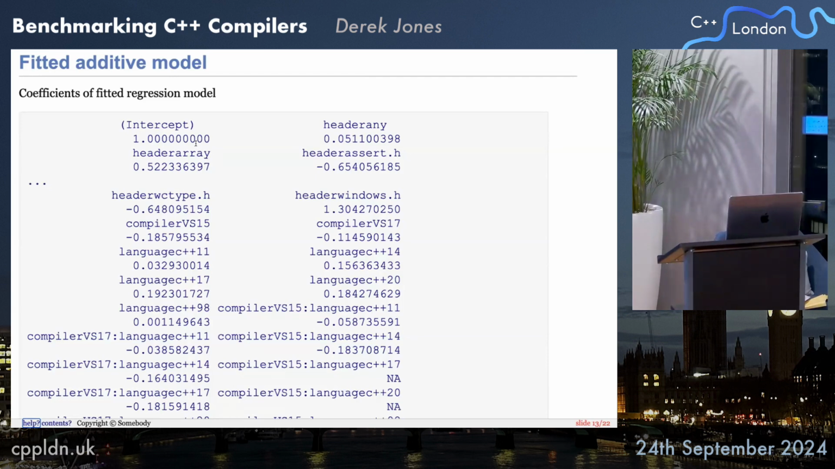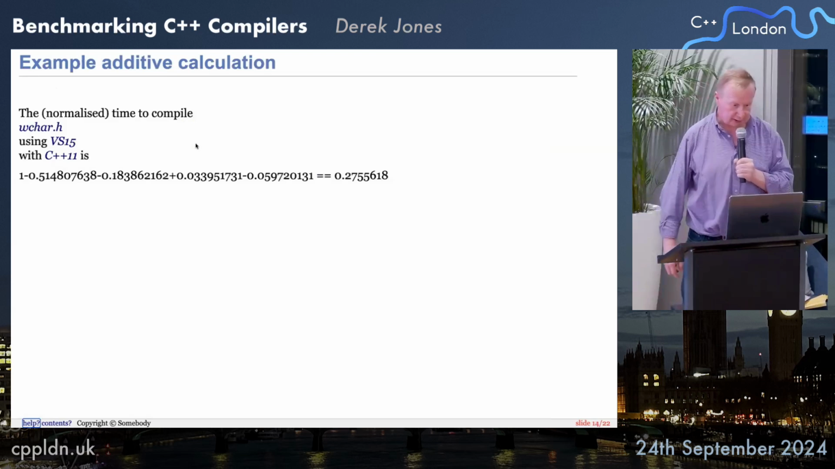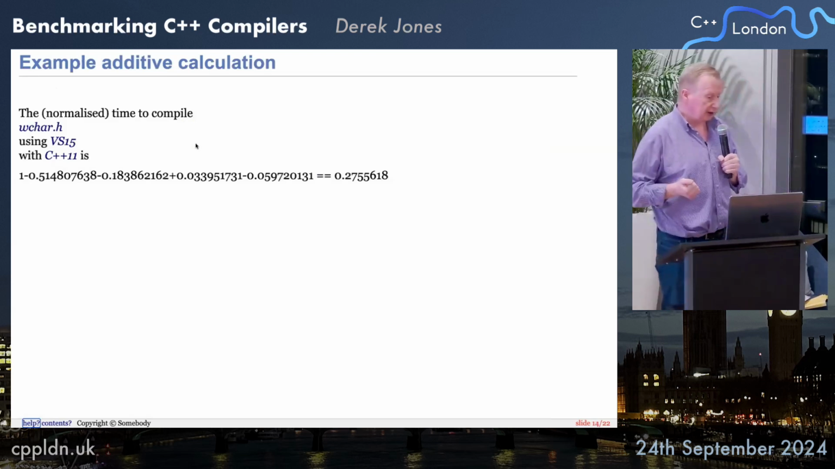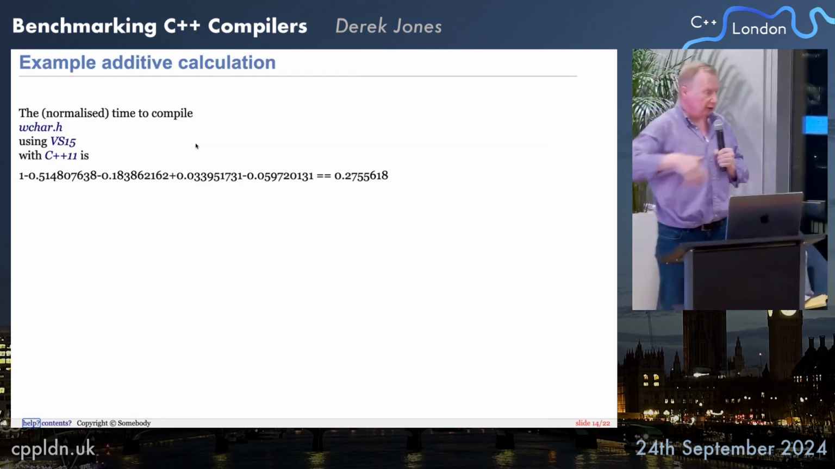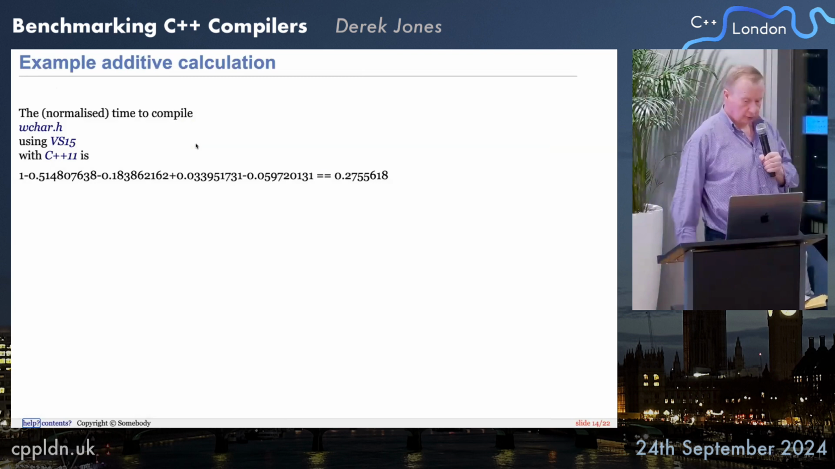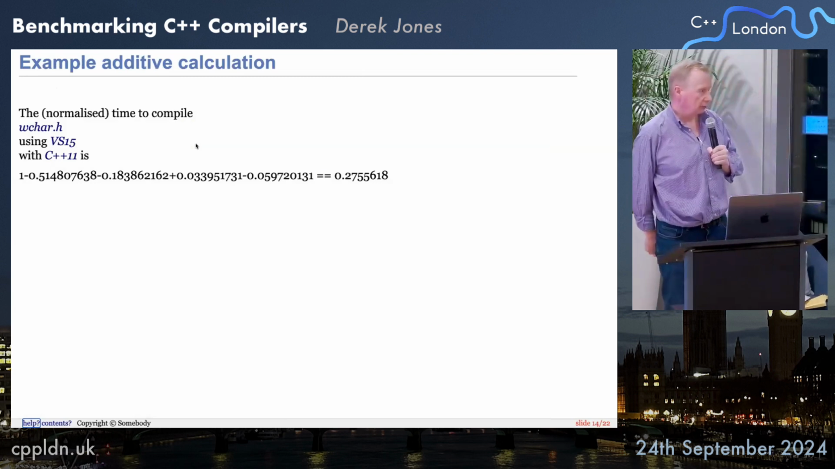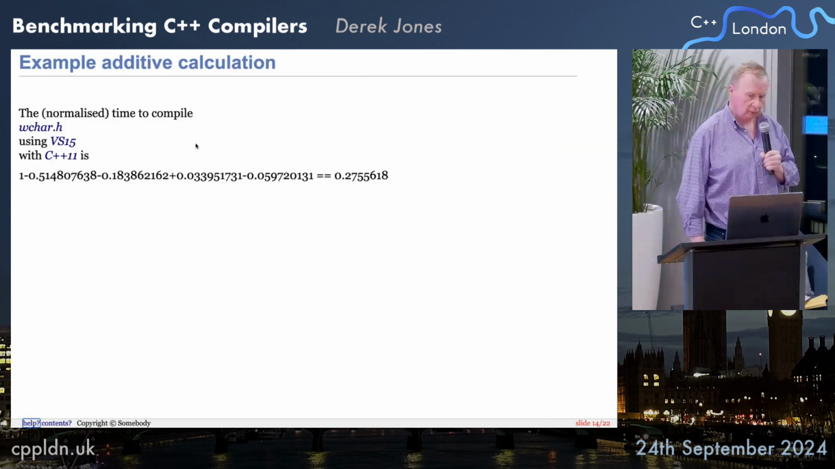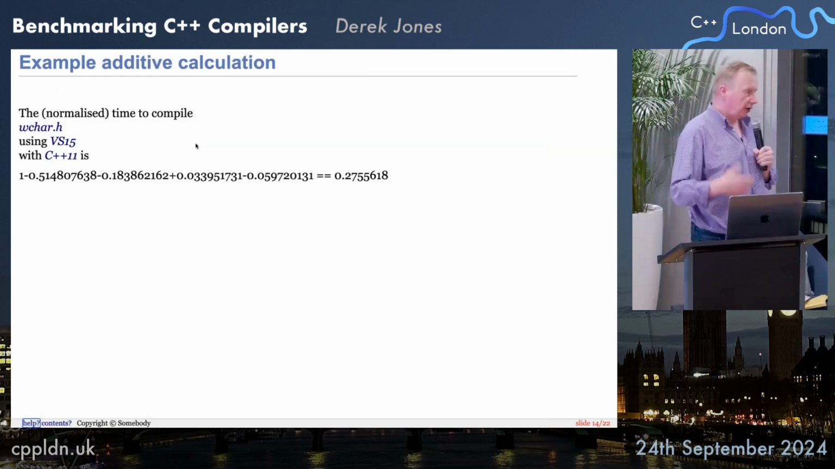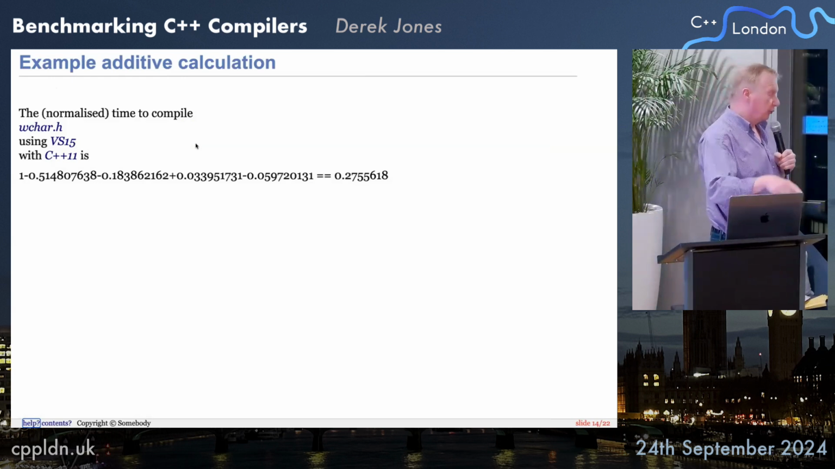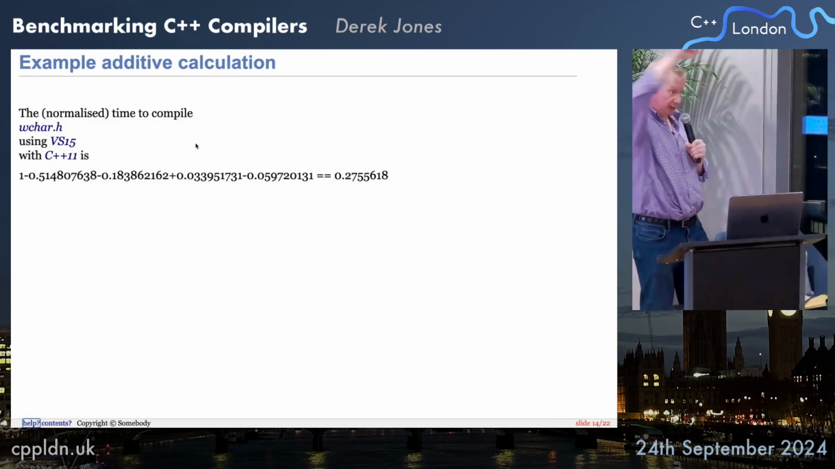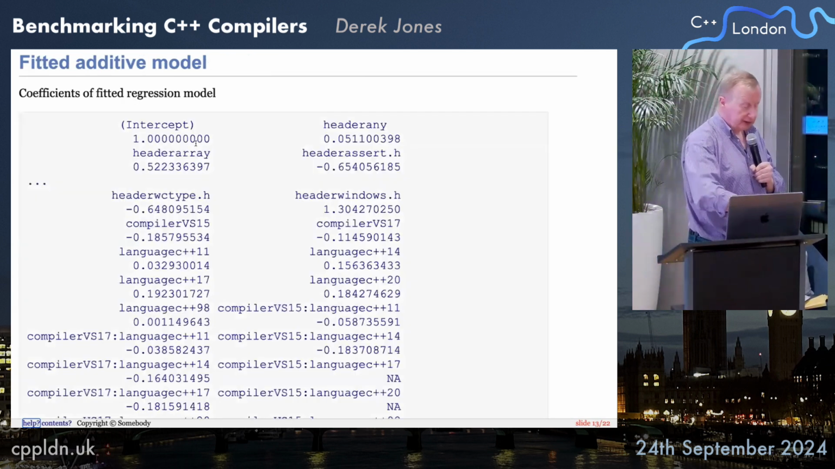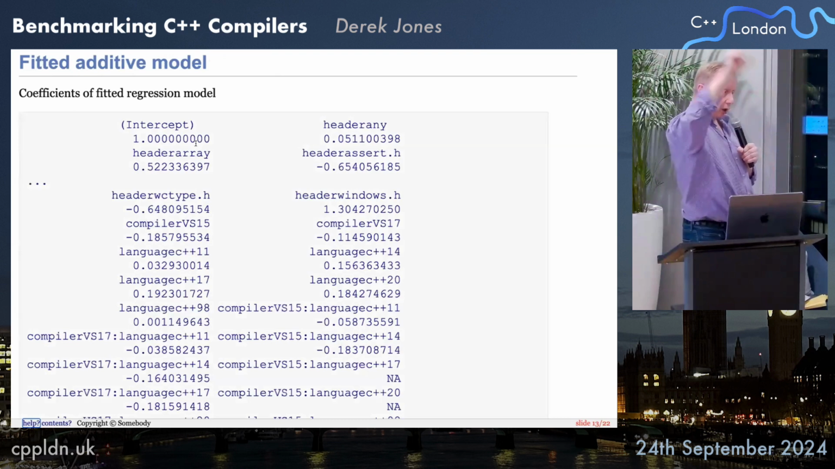And so what you do to do the calculation, if we were taking W chart H as an example, with Visual Studio 15 and C++11, you take the numbers, add them all up, and you get the result, 0.27, whatever. So this is the additive model. Then the advantage of this approach is you can change, rather than a huge table in his blog post, where he creates this huge table of all the headers and all the compilers, and you look down, you can see the contribution of the individual compiler. You say that compiler has that overall effect.